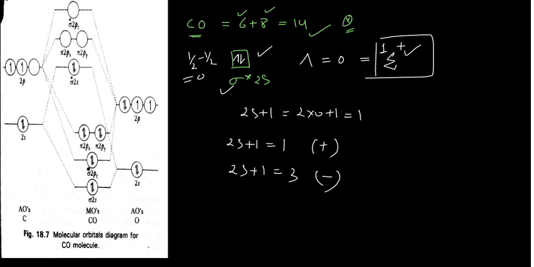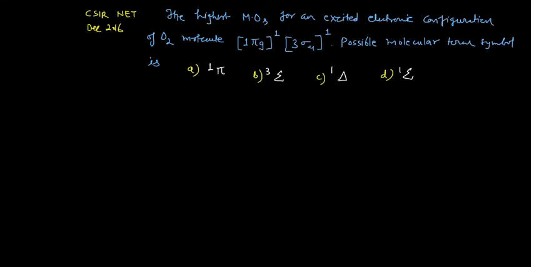Now moving to the next problem, which would be my last problem in the lecture. This question has been asked in the CSIR NET 2016 examination, and it's quite a good problem. And here they have asked: the highest molecular orbital for an excited electronic configuration of oxygen molecule. I haven't discussed the excited states of the molecule, but in the next lecture I will cover the excited term symbols for the excited states and how to determine the ground state.